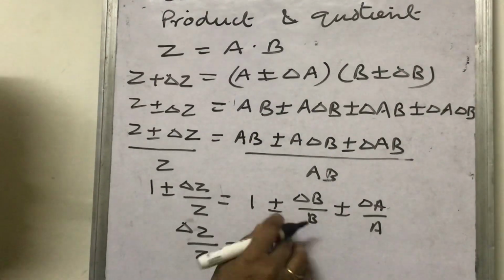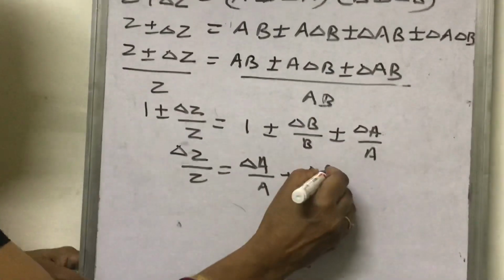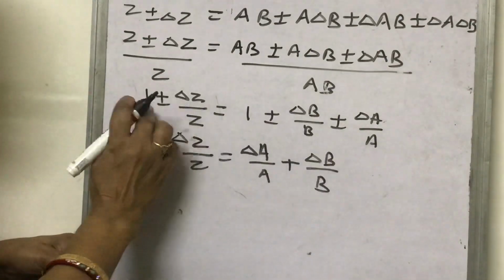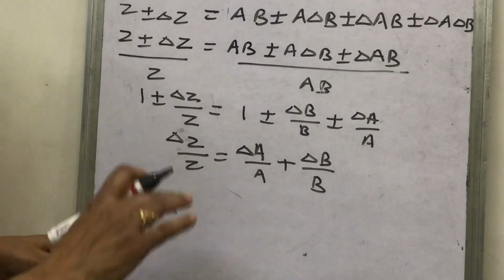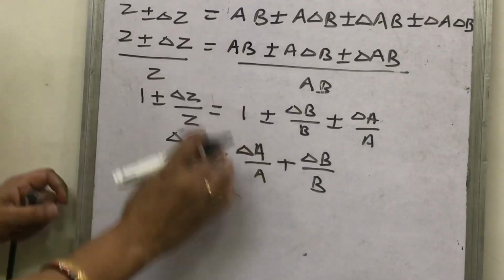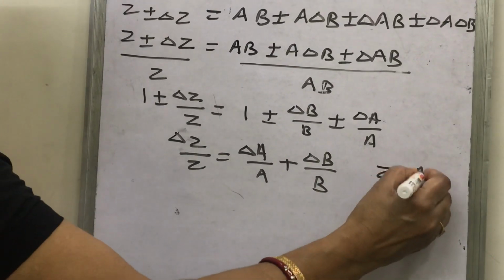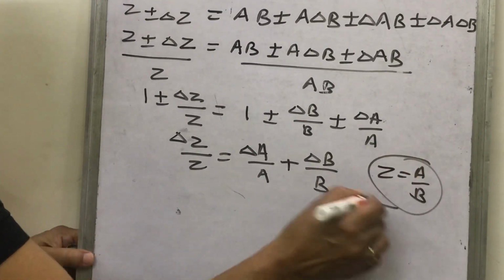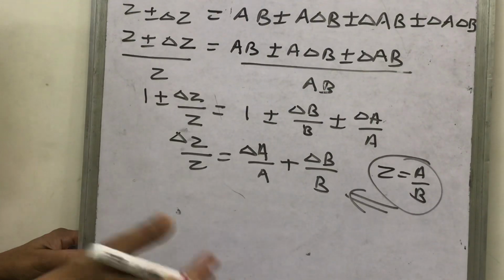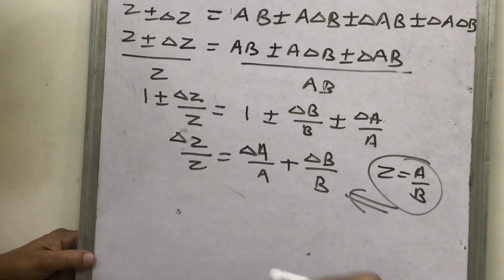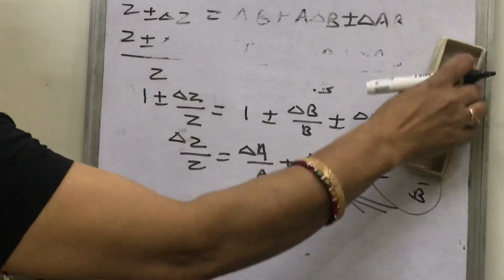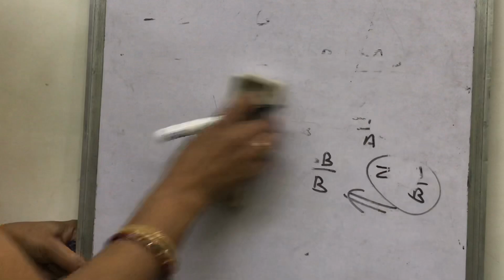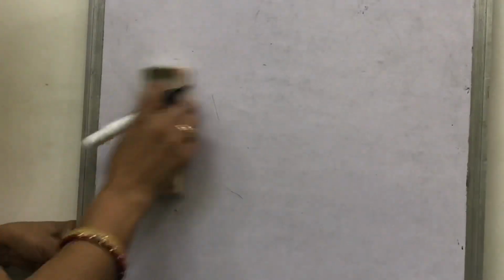Write the first term before, and plus delta B upon B. Again the minus term is not written because absolute errors are always added. The same result you will get if there is Z equal to A upon B. Then also you will get the same result. So in this way, the computation of errors in product, quotient, sum or difference, you will get the result. How is this result applied?